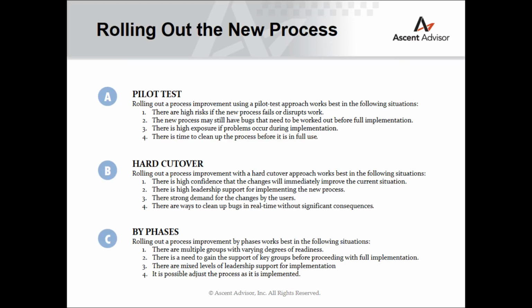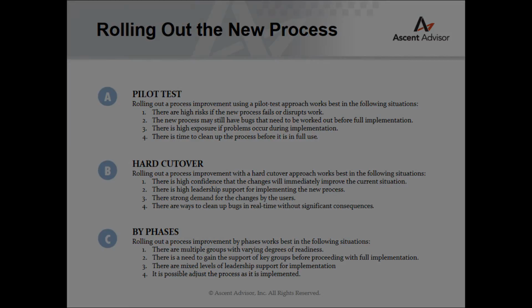Rolling out a process by phases means that the process is incrementally adopted by different parts of the organization. This works best when there are multiple groups with varying degrees of readiness, there is a need to gain the support of key groups before proceeding with full implementation, or there are mixed levels of leadership support for the implementation, as well as if it is possible to adjust the process as it is implemented.